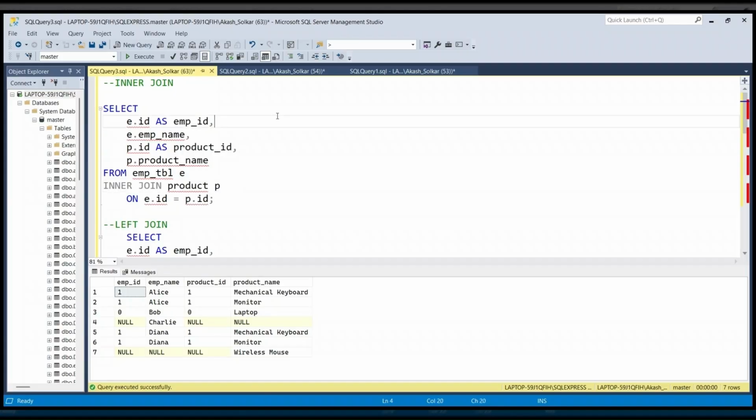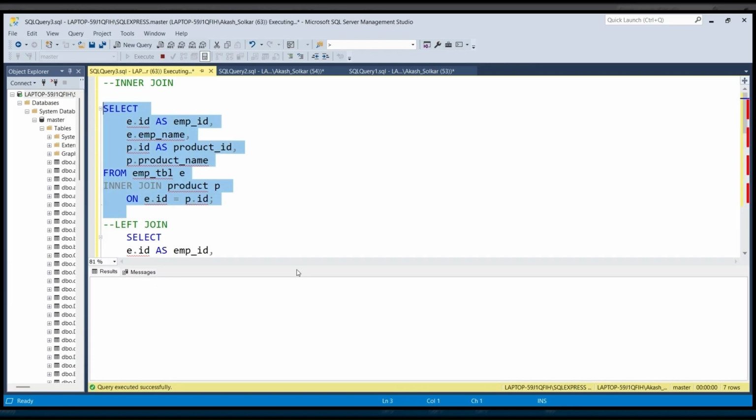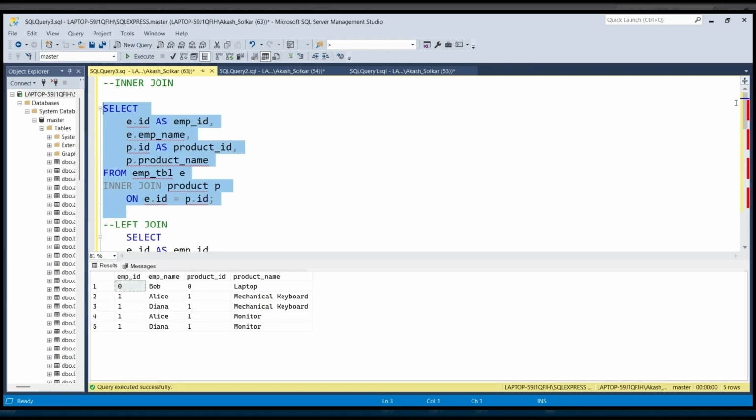I have created the result sets in SQL, so let's see how the actual result sets look. First we will see the inner join. In the inner join, how many records were we getting? Five records. So we are getting five records in an inner join.